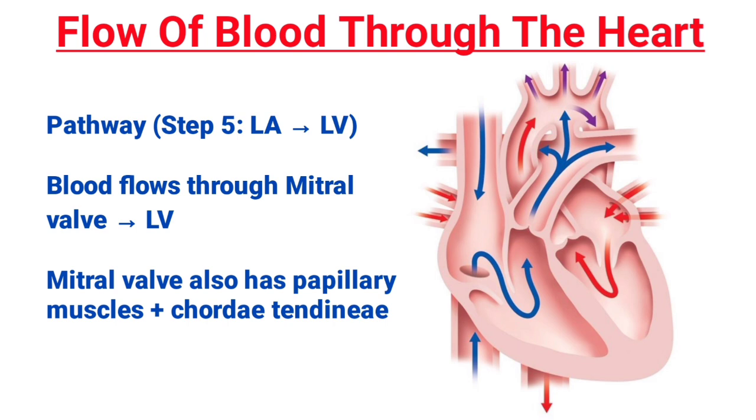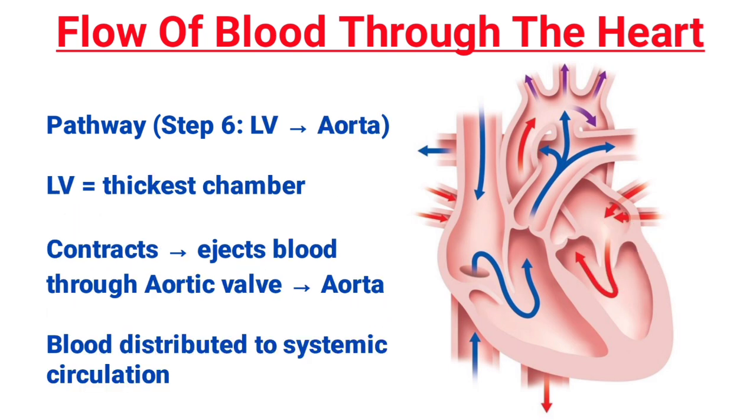From the left atrium, blood flows through the mitral valve, also called the bicuspid valve, into the left ventricle. Like the tricuspid valve, the mitral valve also has the chordae tendineae and the papillary muscles that help to stabilize the cusps during ventricular contractions. And then step number 6, the left ventricle to systemic circulation.